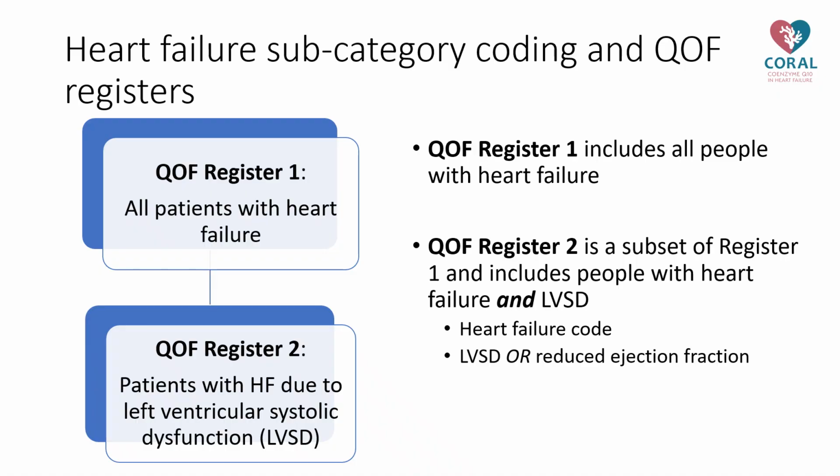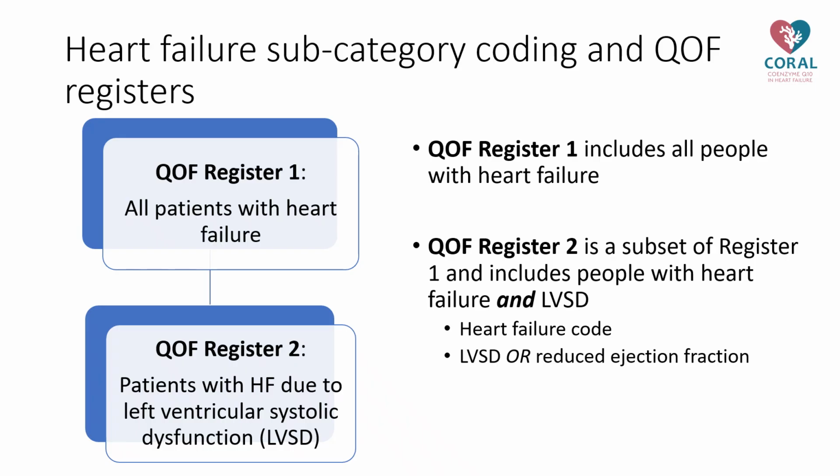To keep things straightforward and consistent with QOF, we are using the QOF codes for heart failure and for LVSD. There are 2 heart failure registers for the purposes of QOF. The first, QOF Register 1, includes all people with heart failure coded. The second, QOF Register 2, is a subset of Register 1 and includes all those with heart failure with evidence of LVSD. And this is the population that we are interested in for this study.